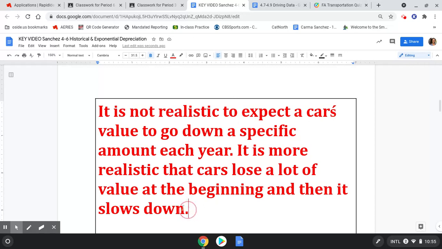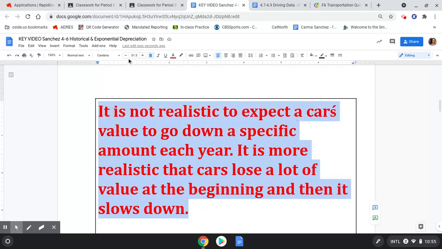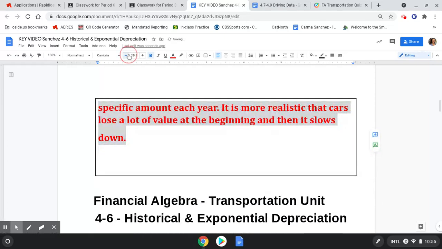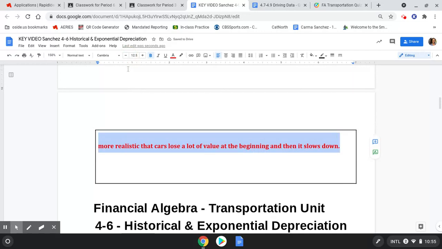So if a linear model is not the realistic model, well, which kind of a model is? So we're going to go through this here together in this next reading.